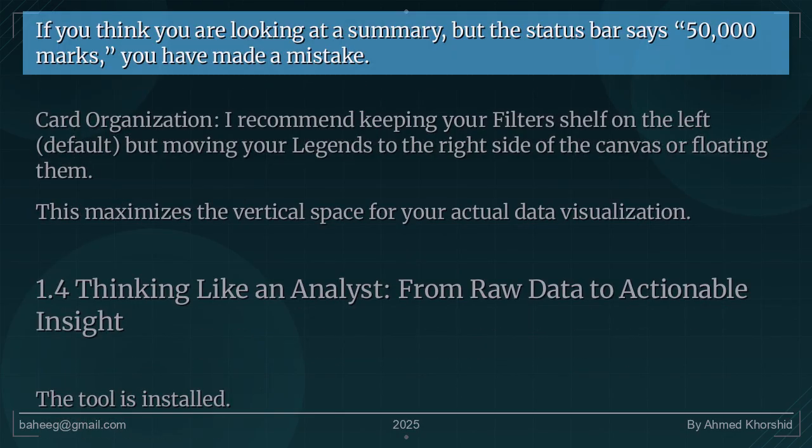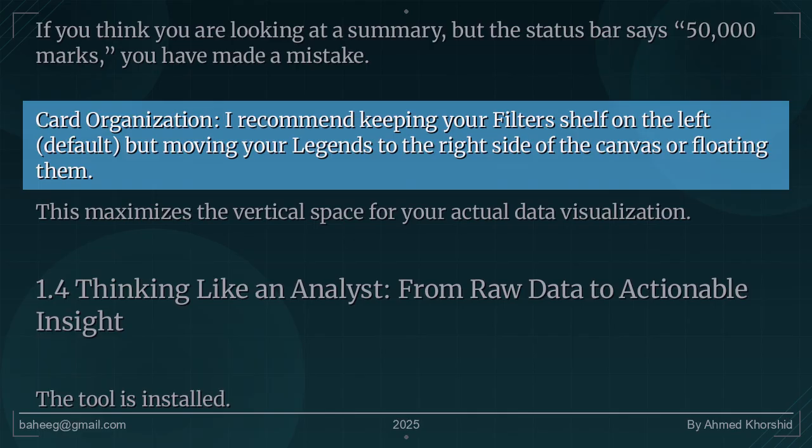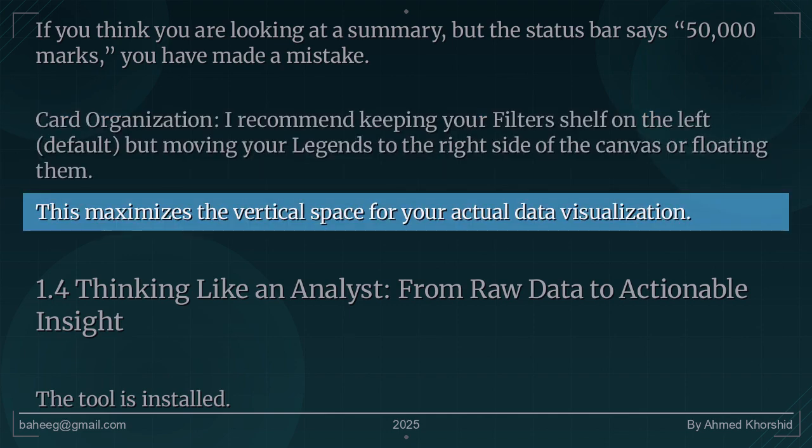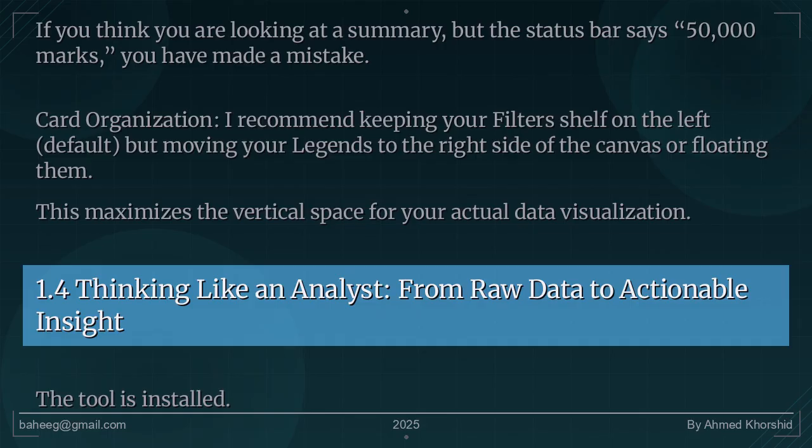If you think you are looking at a summary, but the status bar says 50,000 marks, you have made a mistake. Card organization. I recommend keeping your filters shelf on the left, default, but moving your legends to the right side of the canvas or floating them. This maximizes the vertical space for your actual data visualization.